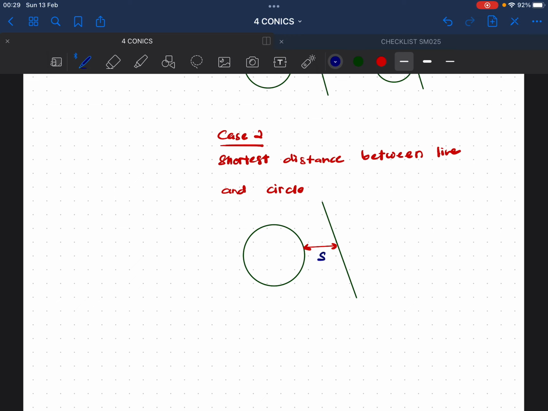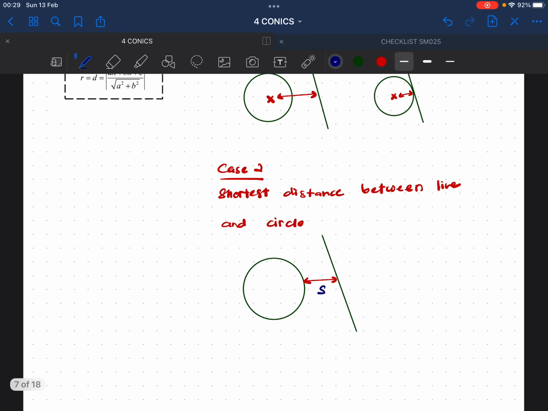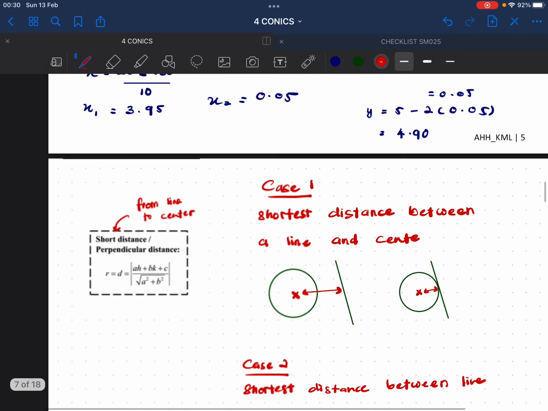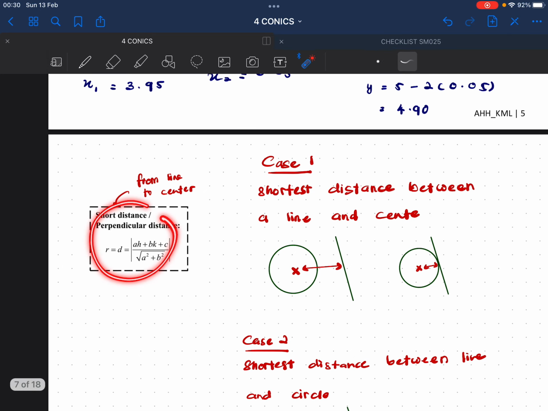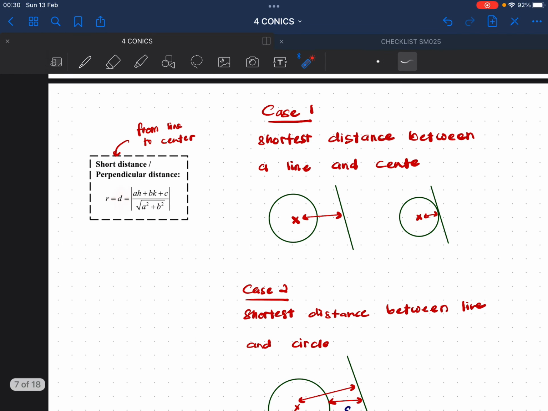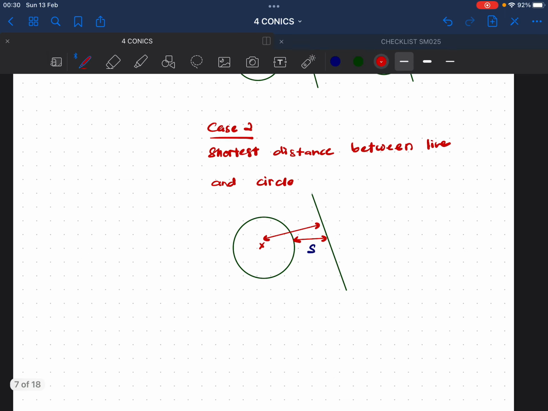Okay, which is, here we know that this is the center. This is the shortest distance between the line and the center, okay, which is from this formula here. So let's label that as D. And you also know one thing here is this is the radius. Okay, this is gonna be the radius.